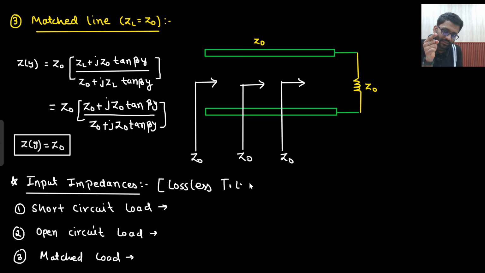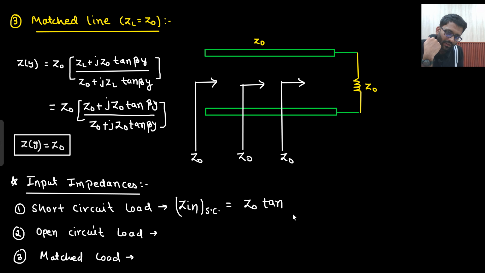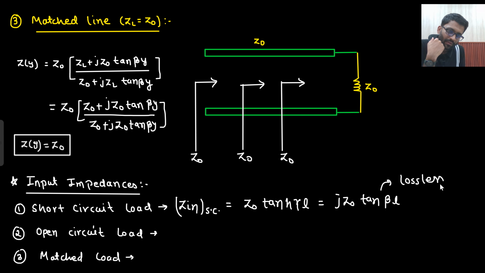For a lossless transmission line we are writing this, but for any general transmission line also we can write. So first write it down for any general. What is your short circuit load? So Z in for short circuit, what was that? Z naught tan hyperbolic gamma L, but for lossless it was j Z naught tan beta L. This was for any general, or I can say lossy, but this will be asked more.